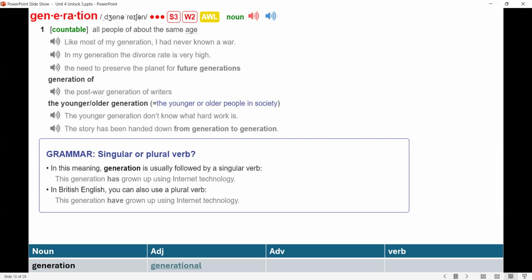In this meaning, generation can be followed by a singular verb. But in British English, you can also use a plural verb after it. So you can say this generation has grown up using internet technology, or in British English, this generation have grown up using internet technology. Both are okay.